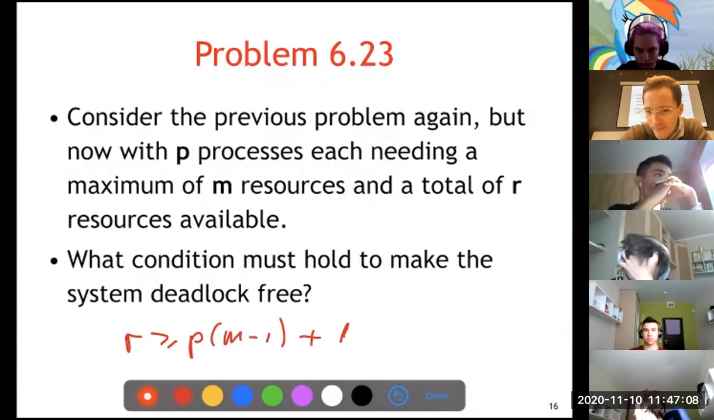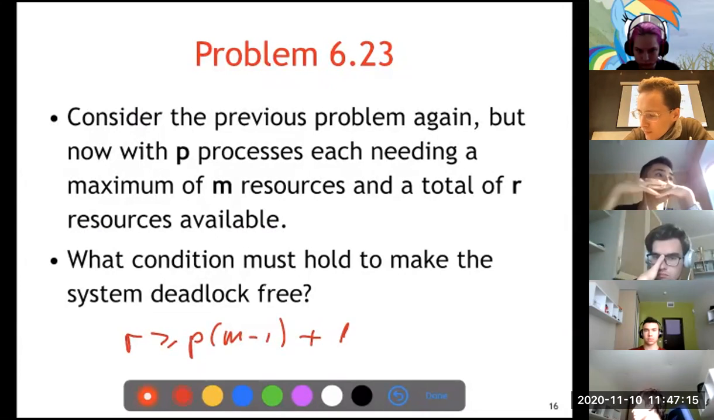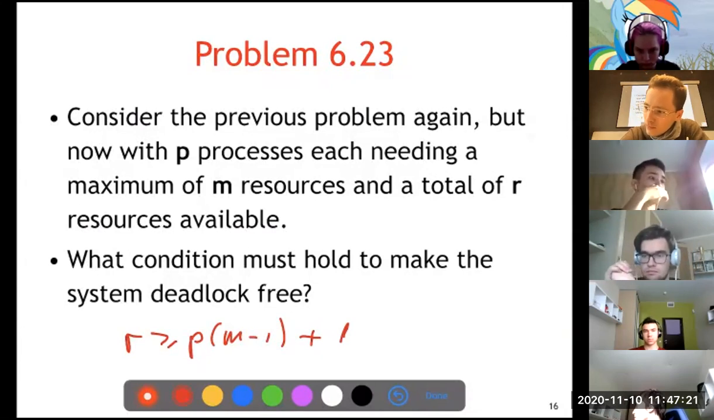Yes, imagine the situation when every process has all except one of the resources that it needs. And in order for deadlock not to occur, we should have one extra resource to be able to terminate one of them and to get resources back. Great.